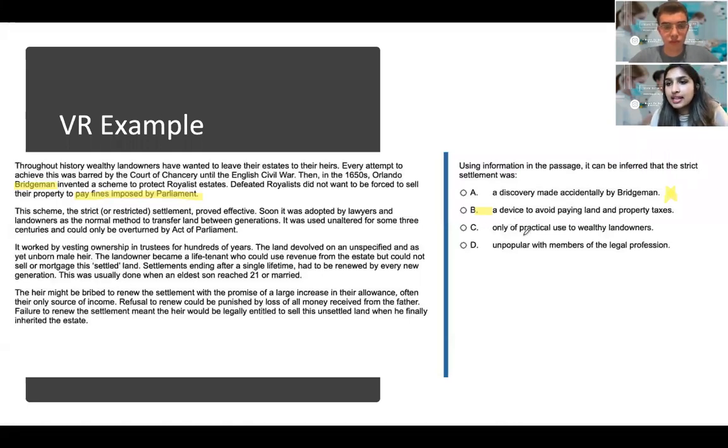So option C says the strict settlement was only of practical use to wealthy landowners. Again, picking out the keywords. If we scan through, landowners is a keyword in the second paragraph. And if we read the whole sentence, it says, soon it was adopted by lawyers and landowners as the normal method to transfer land between generations. So as we can see, only in the statement is quite a definitive word. We can see that lawyers and landowners adopted this method. So it can't be only wealthy landowners. Okay, so we can cross that out.